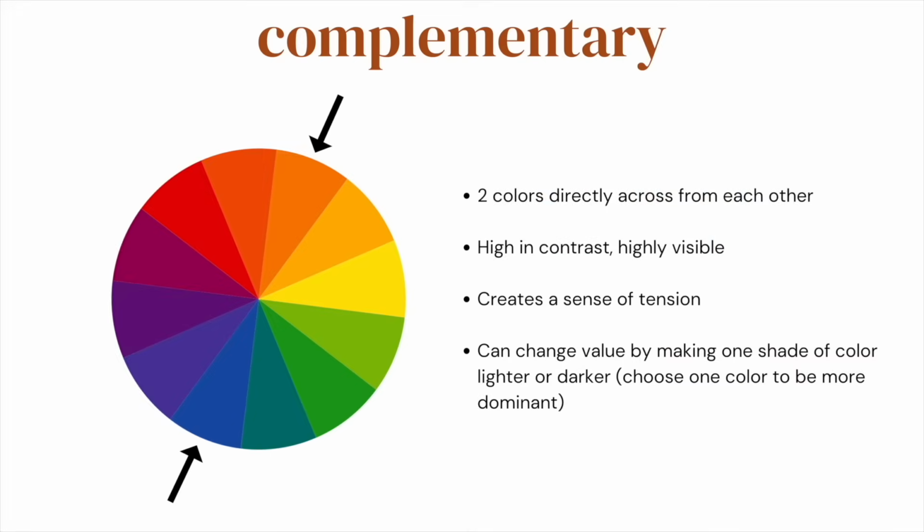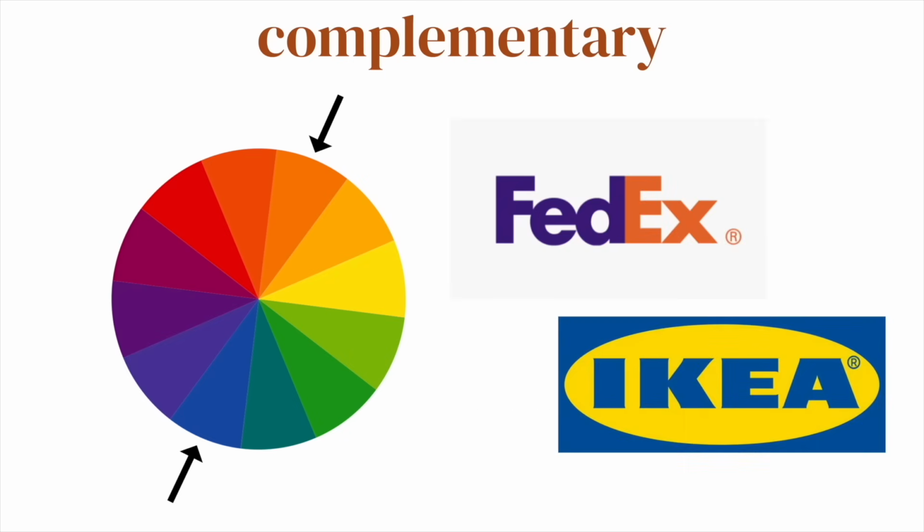The first color harmony we're going to talk about is called complementary. Complementary colors are two colors that are directly across from each other on the color wheel. These are high in contrast and highly visible because they are opposites and create a sense of tension. We can use them as is, or we can change the value or the lightness or darkness of the hue by making the color lighter or darker and choosing one to be more dominant. Some examples of brands that use complementary colors in their logos would be FedEx and IKEA. Each of these uses two colors that are directly across from each other and complete opposites on the color wheel.